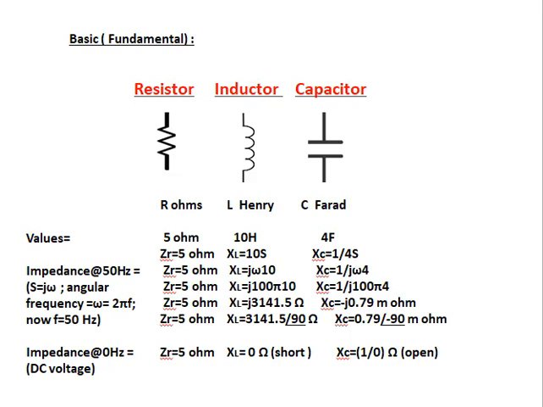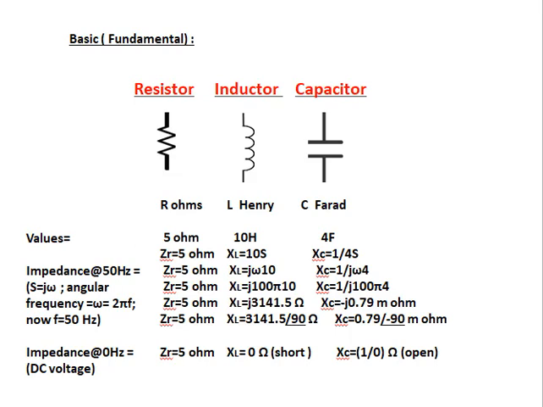We will see the basic fundamental resistor, inductor, capacitor. Resistor R ohms, inductor L henries, capacitor C farad. Assume the values: resistor 5 ohms, inductor 10 henries, capacitor 4 farads. That is ZR, the resistor value 5 ohms, XL is 10S, XC is 1 by 4S.